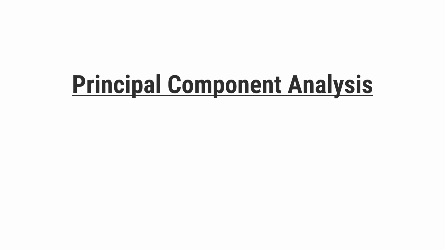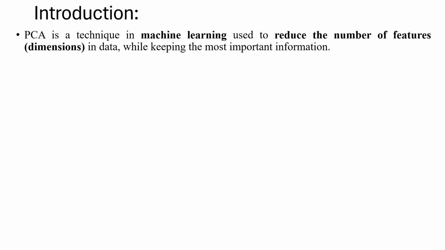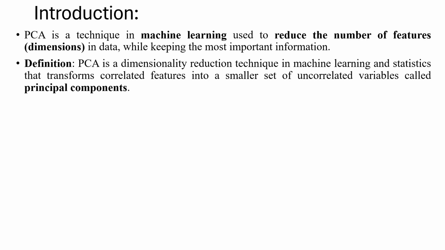Welcome to this session. Today we are going to learn about principal component analysis, or PCA, a powerful technique used in machine learning and data science. So what exactly is PCA? PCA is a technique in machine learning used to reduce the number of features or dimensions in data while still keeping the important information. In simple words, it makes our data set smaller and simpler but without losing the key patterns that really matter.